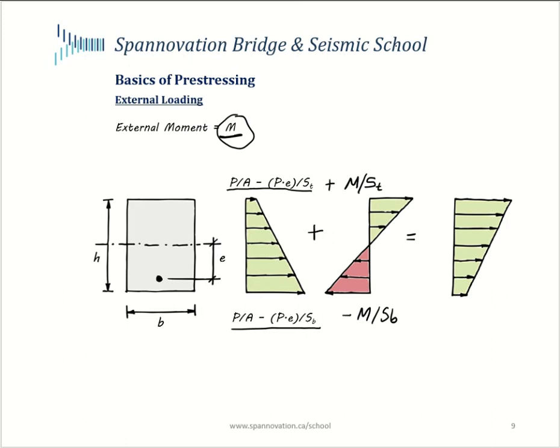Just to quickly review, the stresses due to an externally applied moment on a simply supported beam are going to give you compression on the top fiber and tension on the bottom fiber, sort of the opposite of the effect that prestressing would produce. And thereby in the net stress diagram you have lesser compression on the bottom and greater compression on the top.